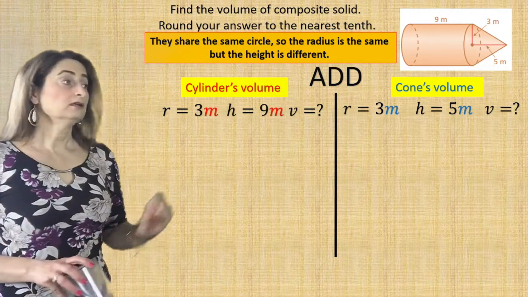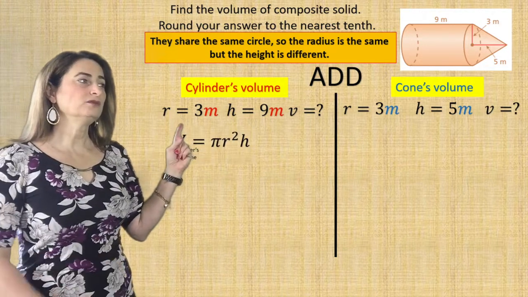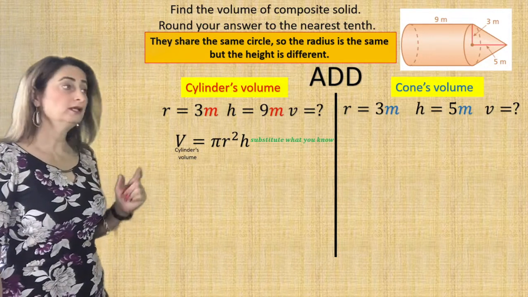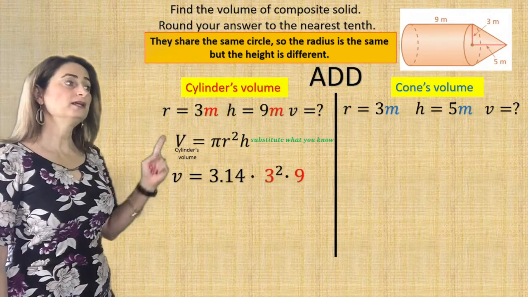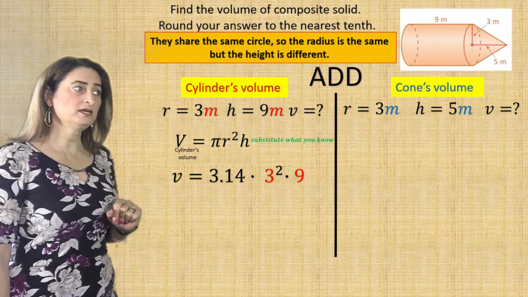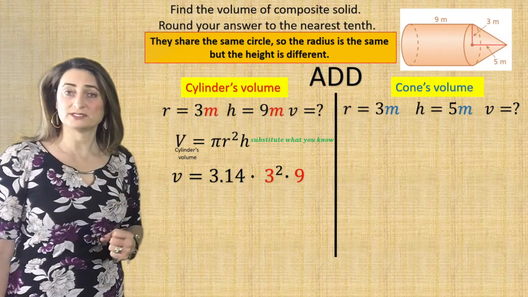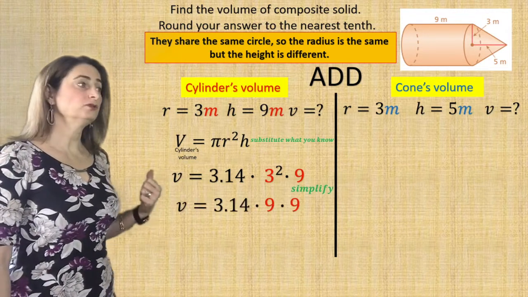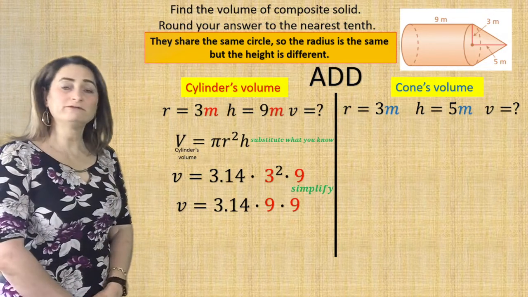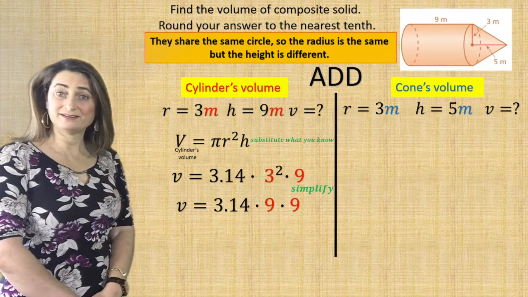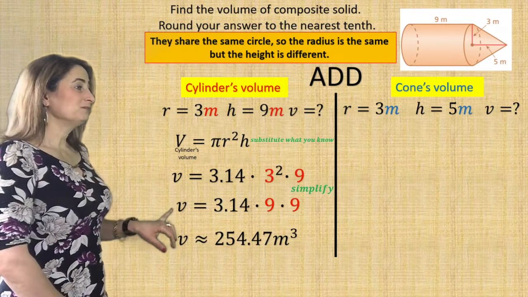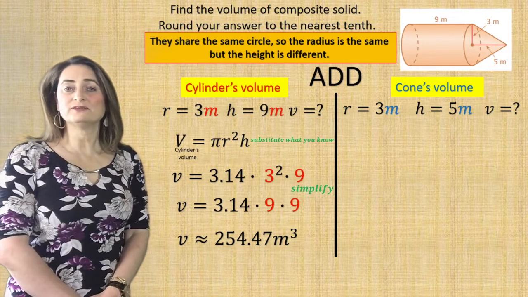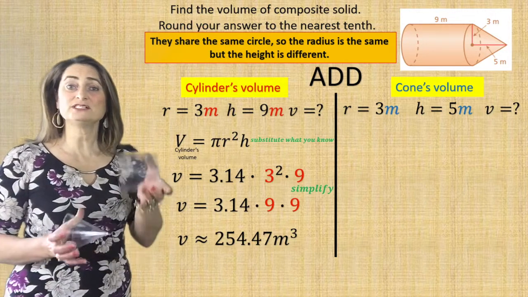So to start, write the cylinder's volume, which is pi r squared times the height. Substitute all the information that you know. And so V equals pi is 3.14, r is 3, but I need to square it, times the height, which is 9. Now simplify. First, 3 squared is 9, so you end up with V equals 3.14 times 9 times the height, which is 9. Simplify again by multiplying all these numbers, you get the volume 254.47 cubic meter. That's only for the cylinder.